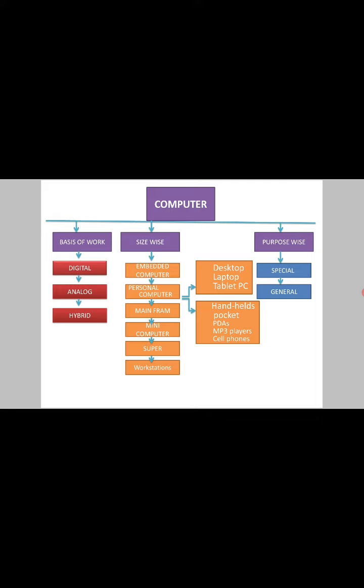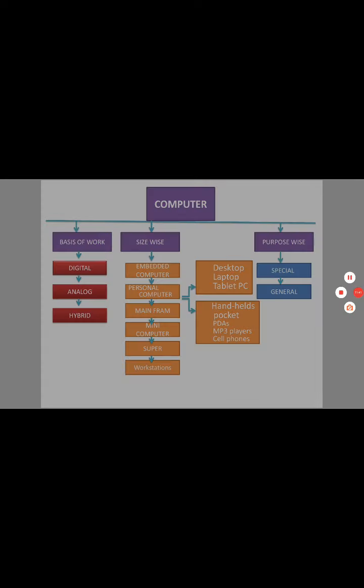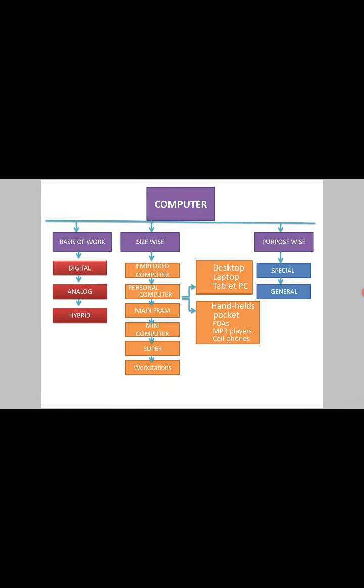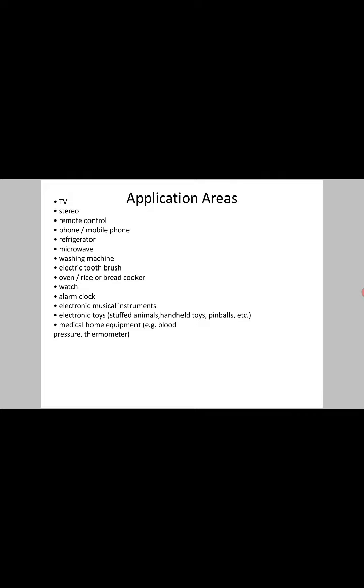Based on their size, first one is microcomputers, mini computers, supercomputers, mainframe computers, desktop computers, and personal computers. These are the main different types, like that. And the third one is based on their purpose of use, which comes in two categories: first one is special purpose, and second one is general purpose. So these are the different categories or areas where computers are used mainly.